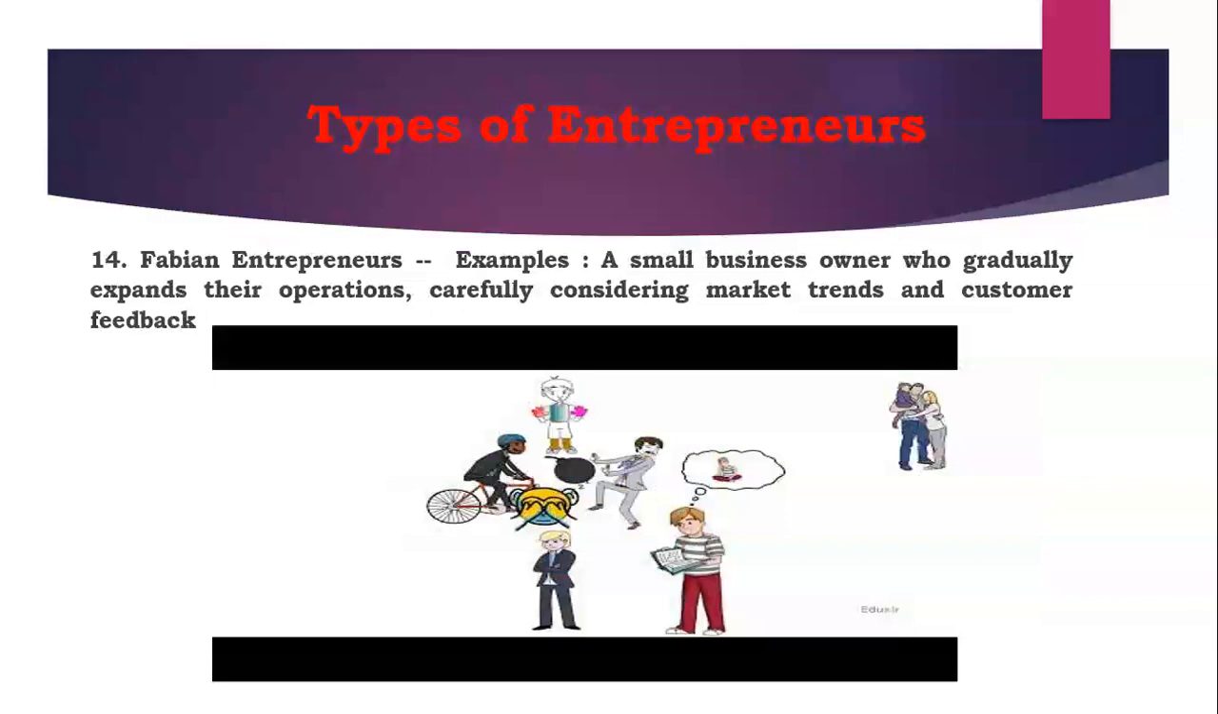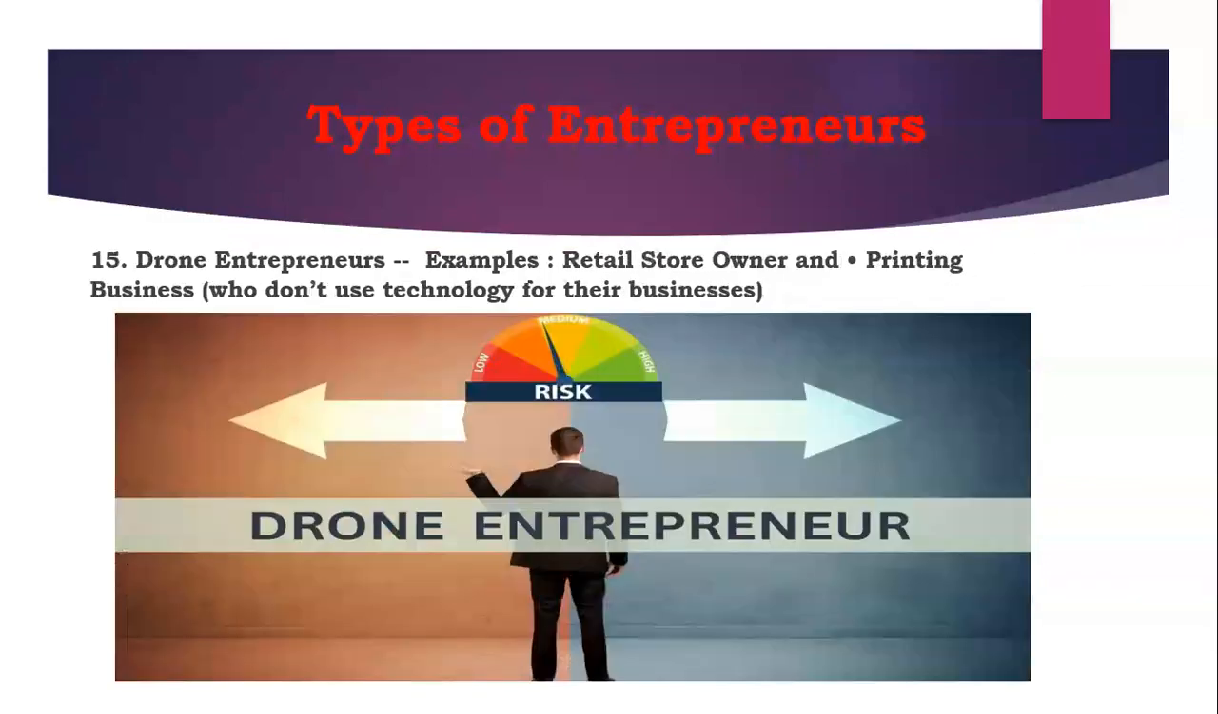Then the Fabian entrepreneur considers market trends and goes steadily, slowly, but ultimately achieves their targets. And the drone entrepreneur never goes for technology, even though they are getting losses. They always go for traditional techniques, and they run their business with traditional methods only. These are the different types of entrepreneurs.